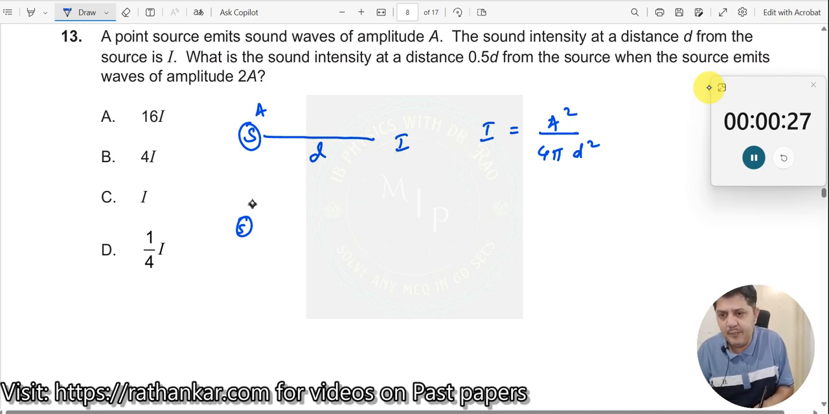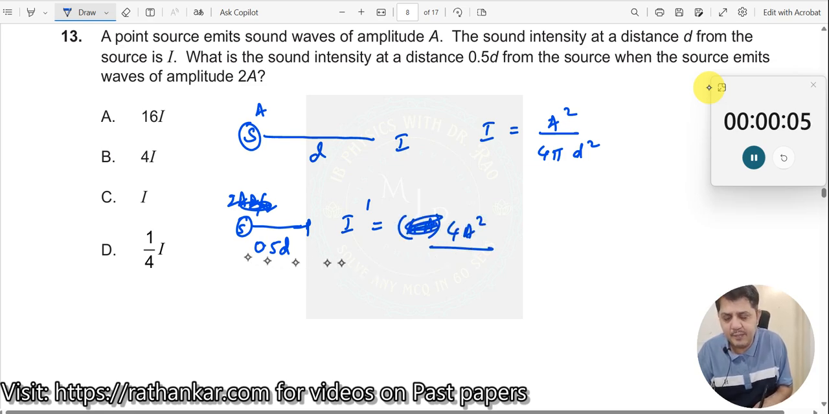Now, when the amplitude is, sorry, not A by 2, 2A, and the distance is 0.5 d, half of the distance, then what is the intensity here? Let us write down the new intensity. I dash should be equal to, this is 2A, right? Which should be 4A square, divided by 4 pi into 0.5 d the whole square. When I do this, what do I get?